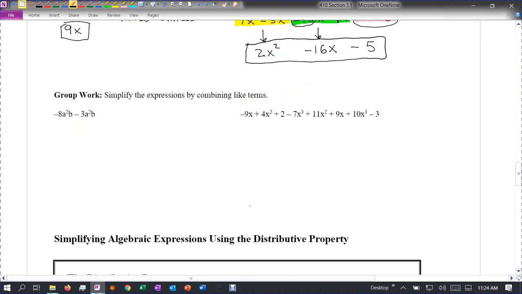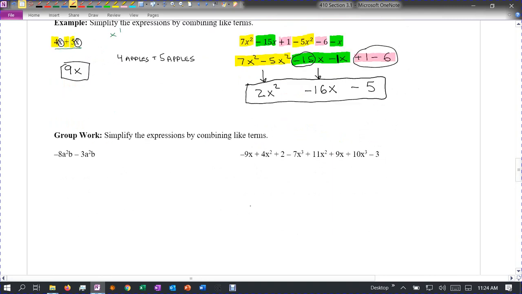Okay, so now the group work, I'll give you a second if you want to pause it and work those out yourself, but I'm going to go ahead and work them now.